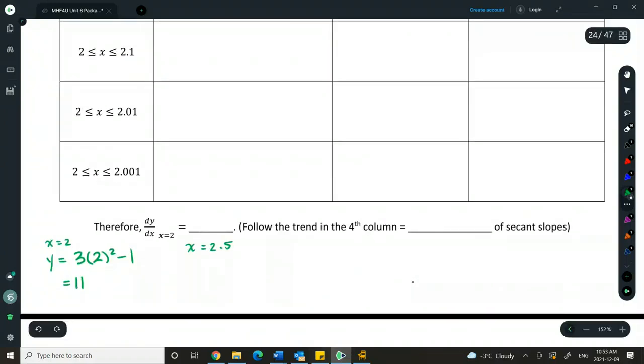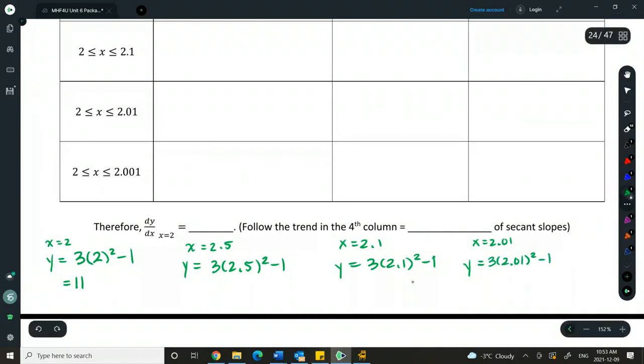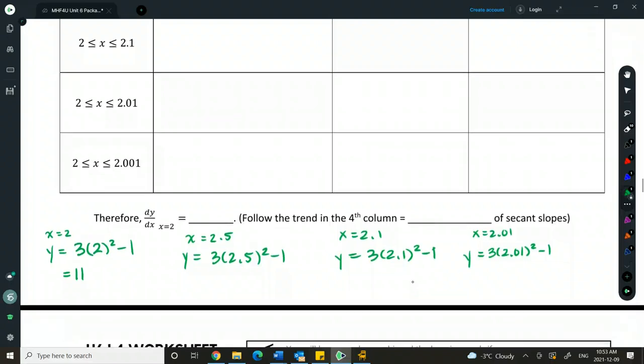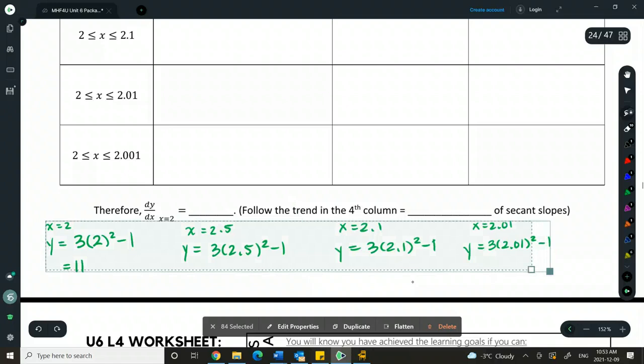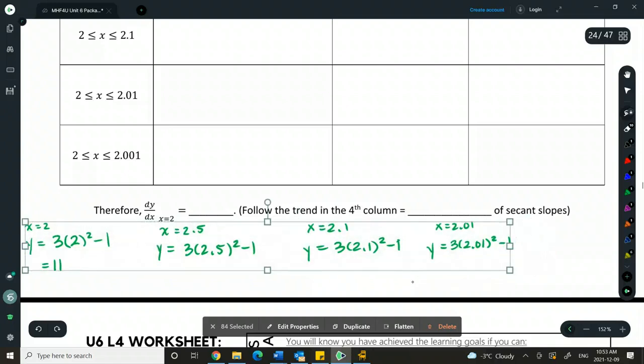So I want to know what is y when x is 2.5, so sub that in. Then I want to know what is y when x is 2.1. And I want to know when x is 2.01, what is y? Okay, and I also want to know 2.001 as well. So I'm going to add that at the end.